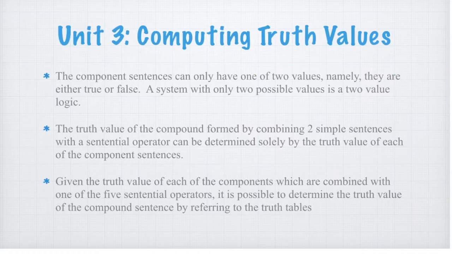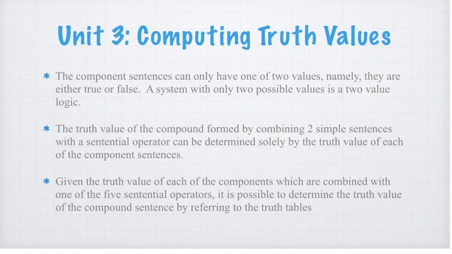So what we're going to talk about here is that the component sentences can only have one of two values. When I talk about the components, those are the simple statements that make up the compound statement. And they can either be true or false. So in this system, since we only have two possible values, true or false, this is a 2-value logic system. Now I should note that there are other types of logic systems. There are 3-value logic systems, for example, where there's true, false, and maybe. So we're looking at this particular system, but just note that there are other systems that have additional possibilities, not just true or false.